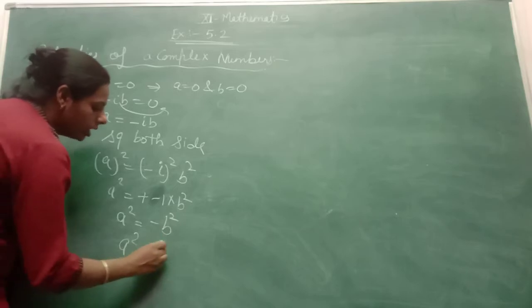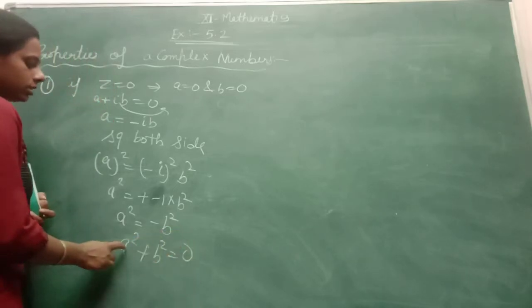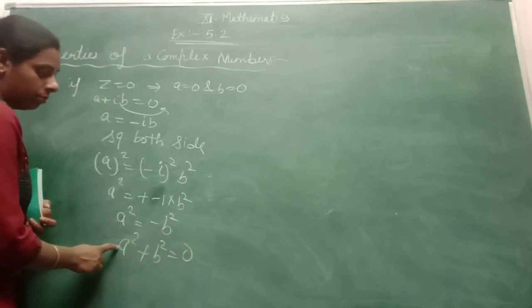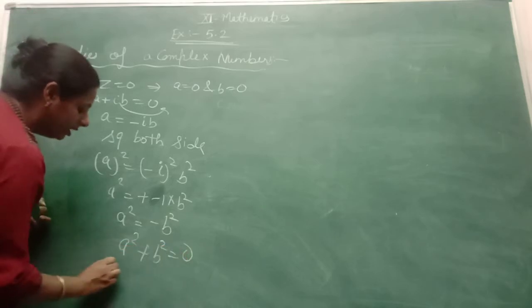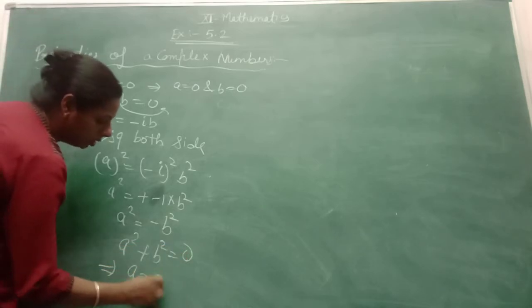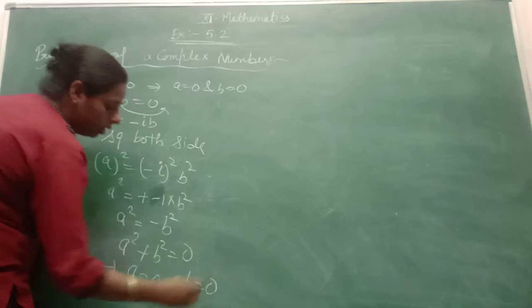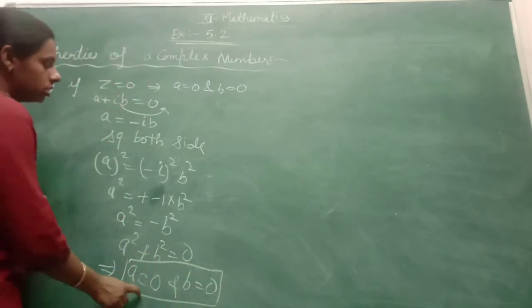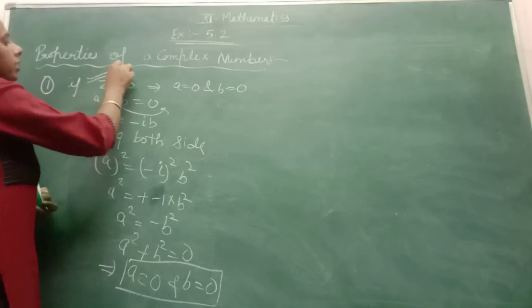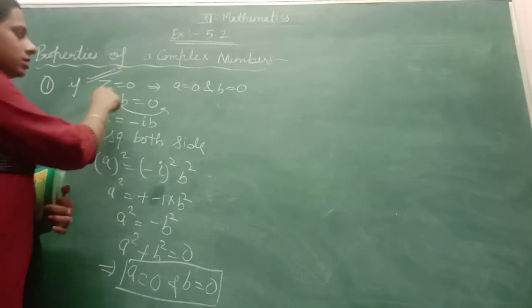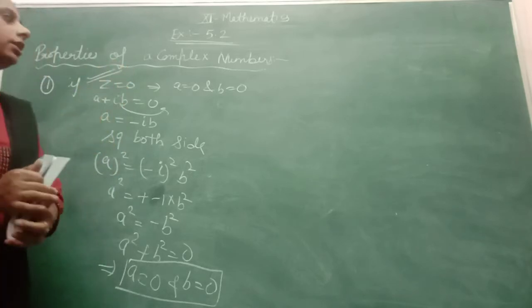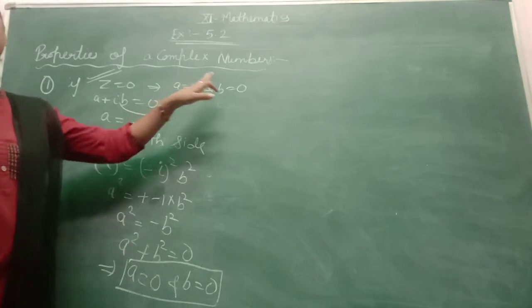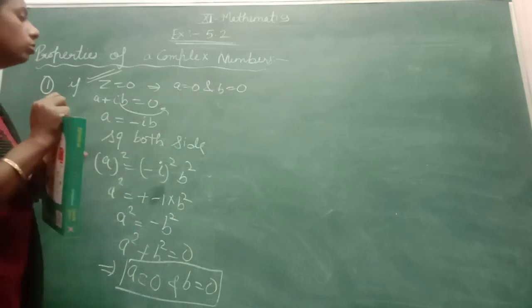Taking it on one side, you will observe that the sum of the squares of two numbers is equal to 0 only when both numbers are equal to 0. Okay, so they are both equal to 0. That's why this property holds. If a complex number is equal to 0, then its real part must be equal to 0 and its imaginary part must be equal to 0.